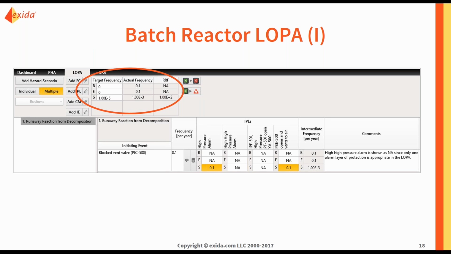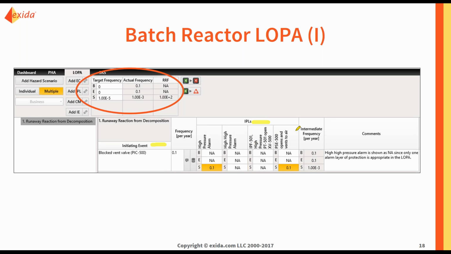That valuable information includes your initiating event, which is actually what you listed as a cause in the PHA. So that is our block vent valve. Similarly, it transfers over your safeguards. So here they're listed as IPLs, or independent protection layers. You can see here the high pressure alarm, high pressure alarm, are independent protective function, and your PSC 500, which is the rupture disk.